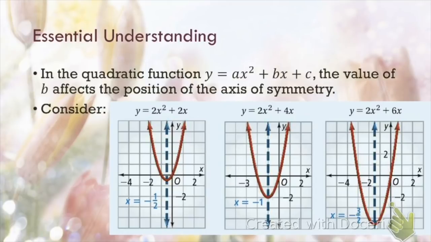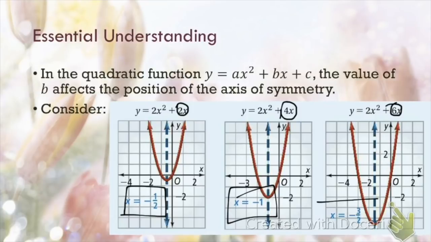So we've looked at parabolas a little bit here and know that there is always an axis of symmetry. And so that can be found from the equation with the letter b. Now you'll notice as you look at the graphs, the axis of symmetry is not exactly the number from b. In the first graph here, b is 2, but the axis of symmetry is -1/2. The b value in the second one is 4, but the axis of symmetry is -1. And the 6 here, we have an axis of symmetry of -3/2.